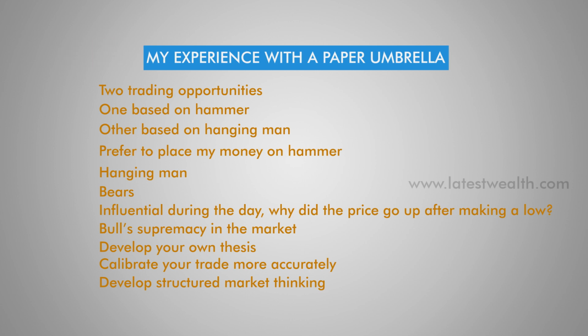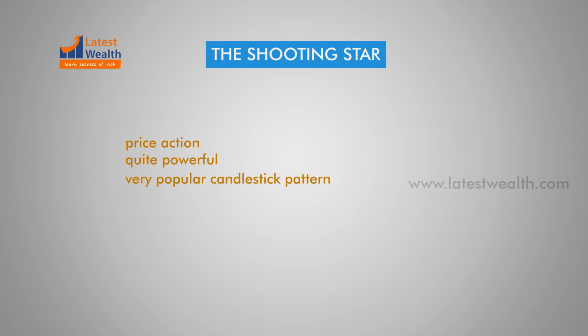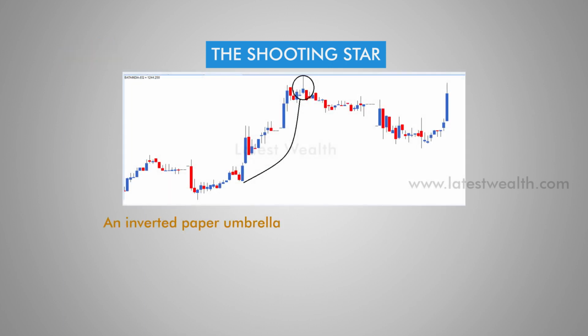Next, let us go into one more pattern, that is the shooting star. The shooting star is the last single candlestick pattern that we will learn about before we move to multiple candlestick patterns. The price action on the shooting star is quite powerful, thus making the shooting star a very powerful candlestick pattern to trade. The shooting star looks just like an inverted paper umbrella. It is just like an inverted paper umbrella.